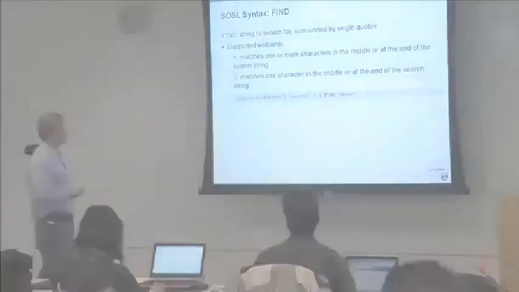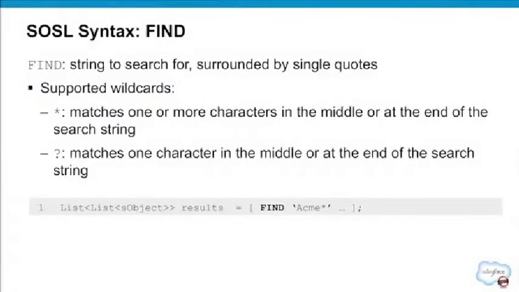So let's take a look at a very basic SOSL search. First of all, taking a look at our return type, we get back a list of lists of sObjects. And here what we're going to do is find the keyword Acme, or at least words that start with Acme, out there in our records. It supports the asterisk for one or many characters, or the question mark just for a single character.